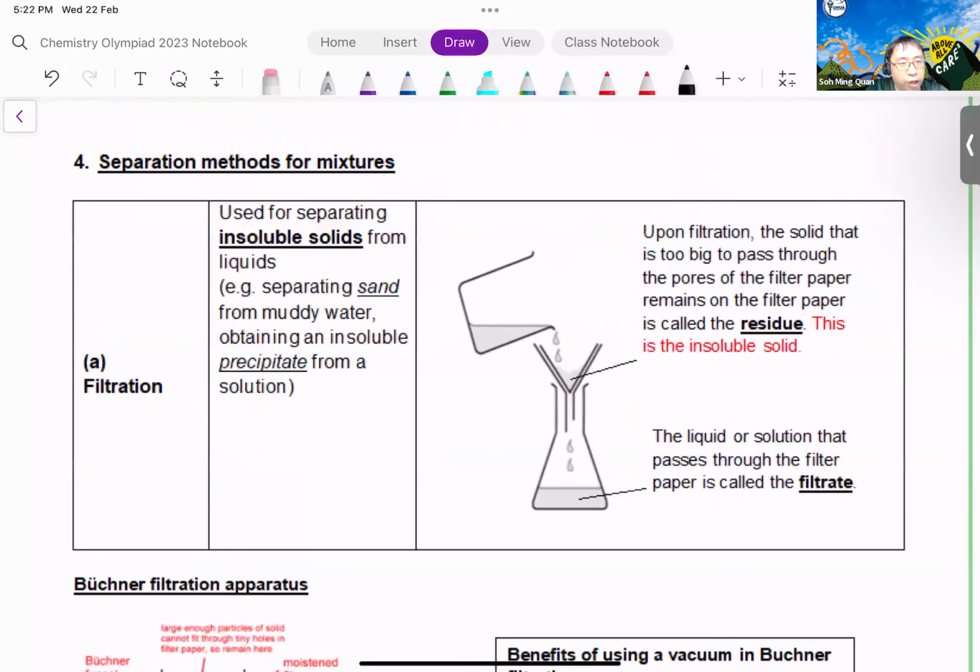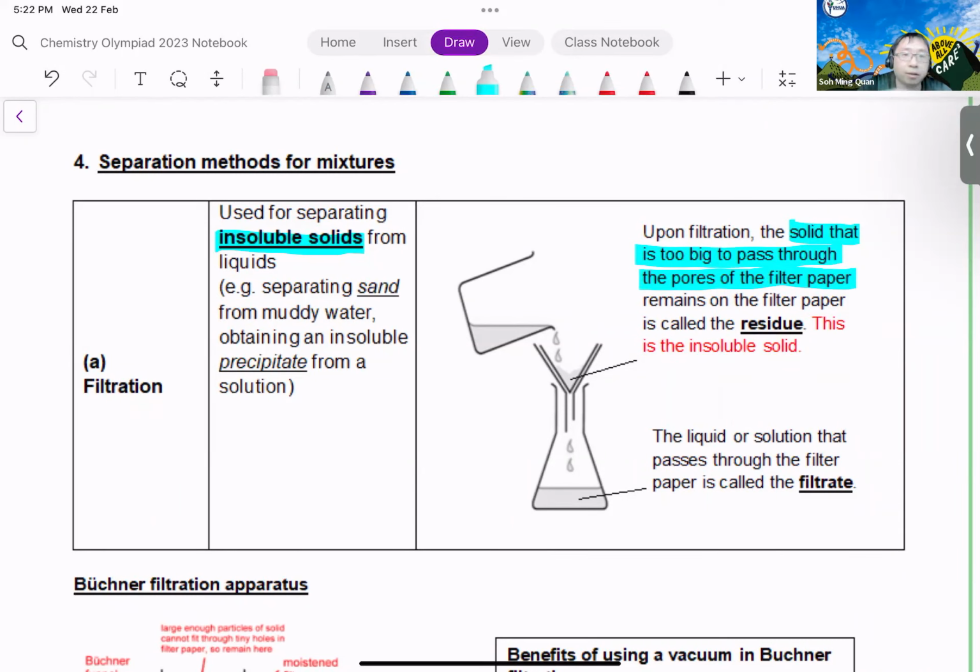So the first technique is filtration, which I'm sure all of us are familiar with. Filtration is used to separate insoluble solids from a solution. Take for example, separating sand from water, separating sand from salt solution. So how does filtration actually work? Filtration works because the solid is too big to pass through the pores of the filter paper. Your filter paper contains holes. These holes are called pores. So the size of the pores determines its filtration efficiency, right?